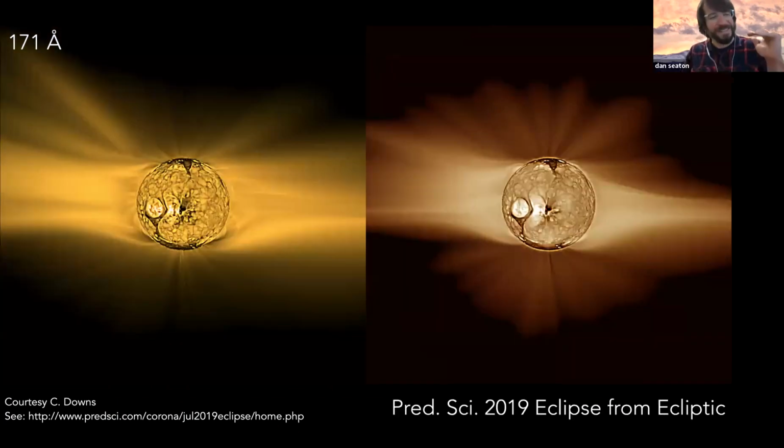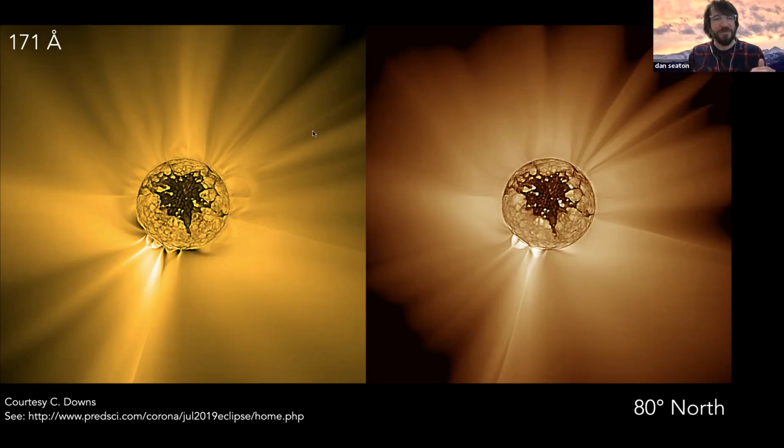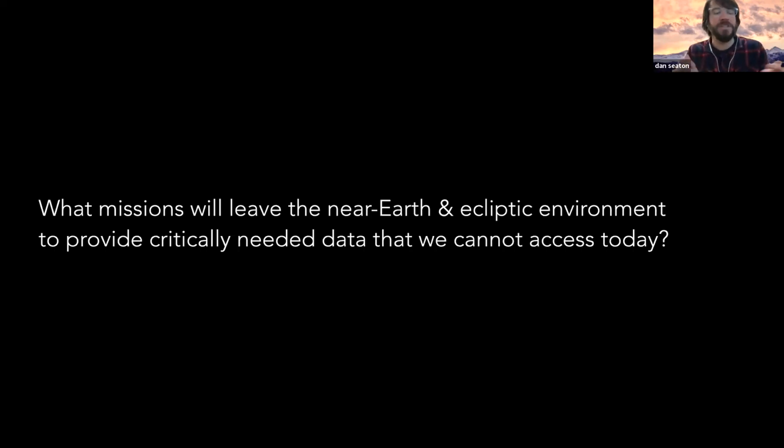We need to go from this same view we've had for a long time to one that can allow us to understand how the corona connects globally, how the poles are structured and how they drive the dynamics in a totally unique way. And so I really want to ask the question, what missions are we going to develop that are going to leave the near Earth environment, leave the ecliptic, and give us critically needed data that we have no access to yet? There's proposals out there, Solaris, for instance, but I think this is another opportunity we really must be thinking about as we look ahead to the next 30 years of solar observations.